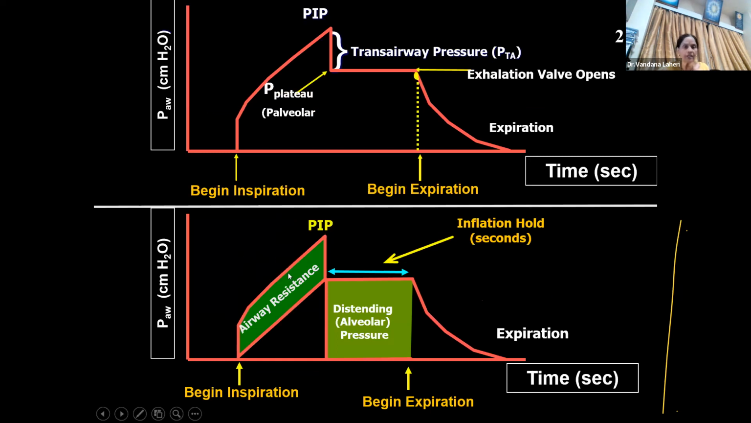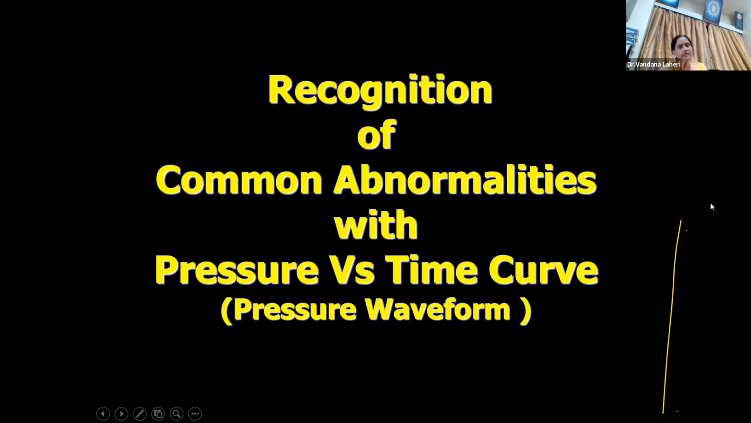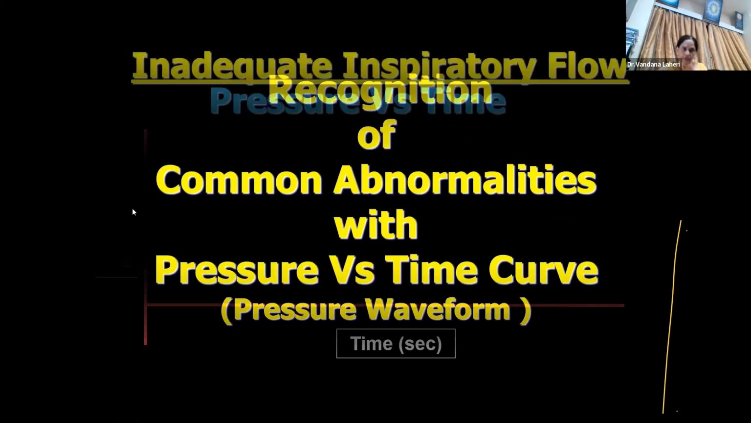So now what is this component? If you look at this component, this is the work of breathing that the patient has to do to overcome airway resistance. And this is the work of breathing that the patient has to do to distend the alveoli. So this is how you differentiate on a pressure time curve. And if you have kept inflation hold or inspiratory pause, then you can diagnose all these things on a pressure time graphic. How will you recognize certain abnormalities with pressure versus time curve?